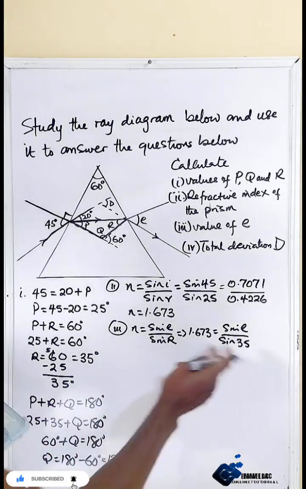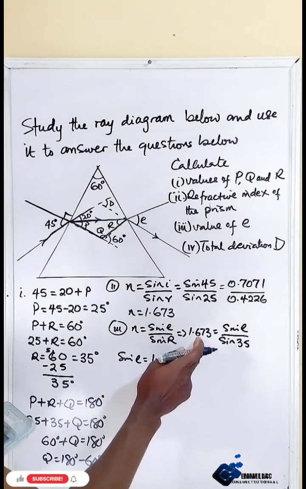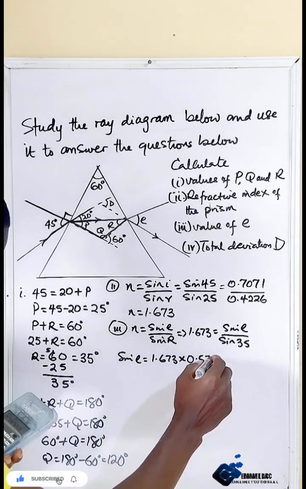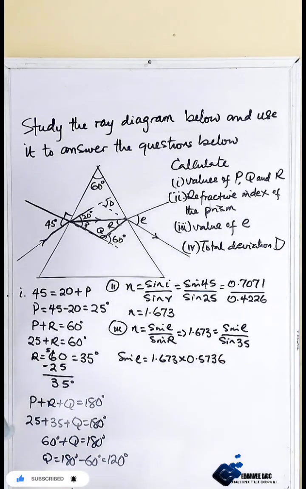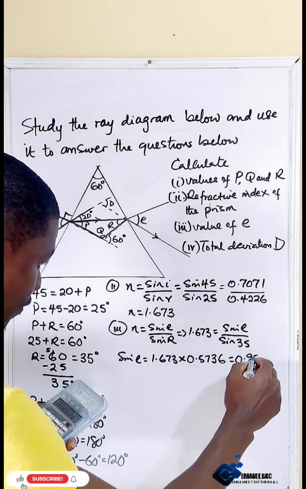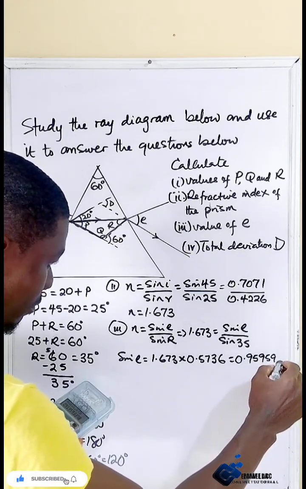Now sine E will then give us 1.673, which is this, times sine 35, which will give us 0.5736 approximately. Then let us multiply times 1.673. Okay, so here we have equals 0.9595, and so on.